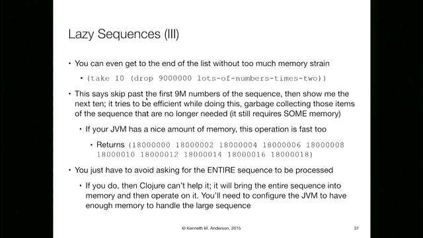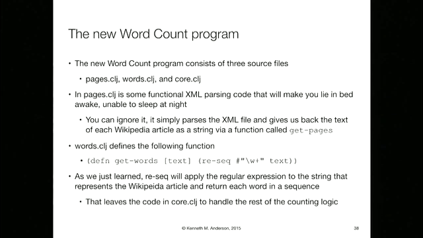So if your JVM has a nice amount of memory, this operation is fast too, and I ran it on my machine last year, and that's what it produced. You just have to avoid asking for the entire sequence. If you ask for the entire sequence, it'll create it, and then it's up to your JVM to have enough memory to actually bring it all into memory so that it can do it.